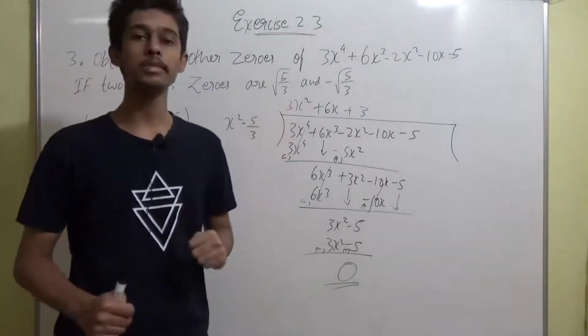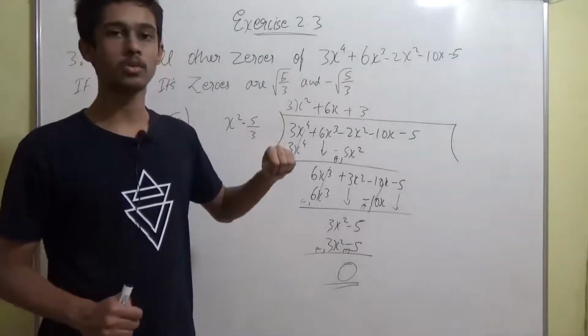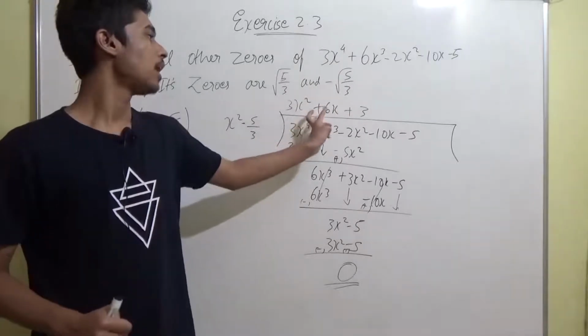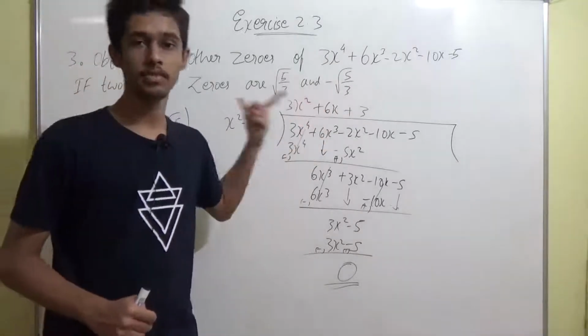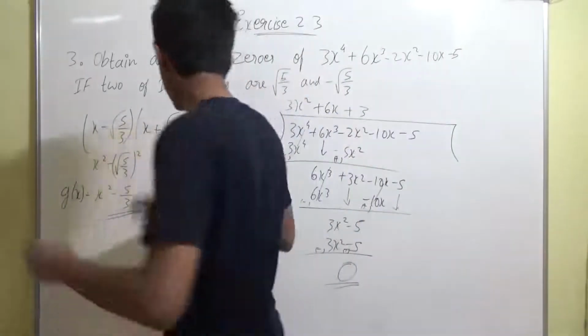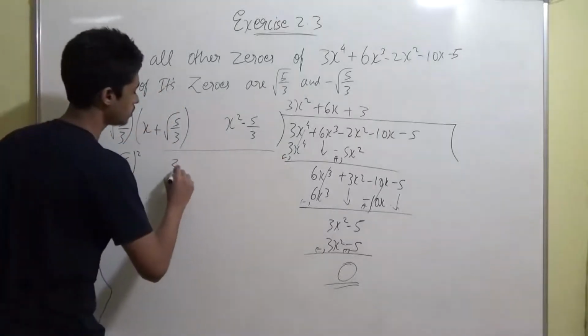Now you can find the other two zeros of this question which they have asked. After being given two zeros of that polynomial, the other two zeros you can find by dividing and then factorizing the quotient, guys. We got the quotient, right? Now we have to factorize the quotient. Let's factorize it here, guys, and find the other two zeros of the polynomial.